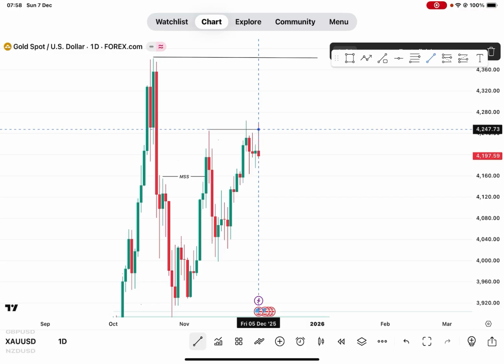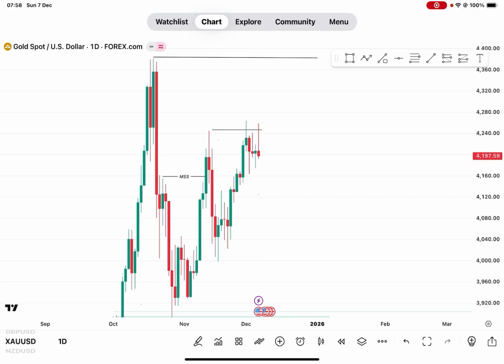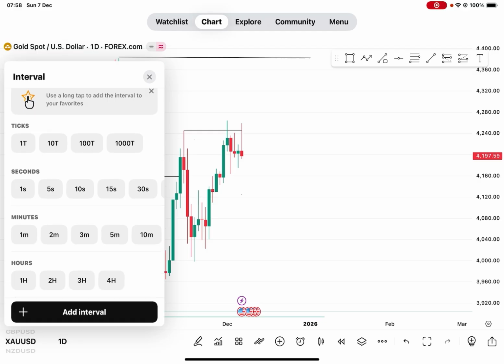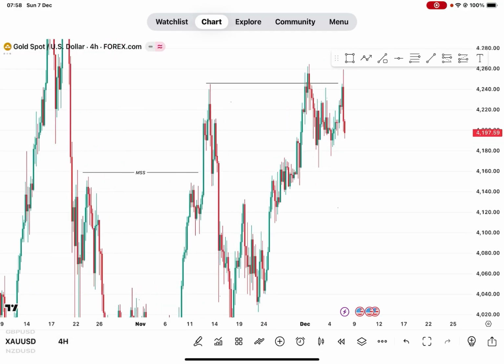So this is what we've got in our deal. Let me mark that out. That is our attempted break of structure. So let's go to our 4-hour time frame to see what gold is doing in our 4-hour time frame.